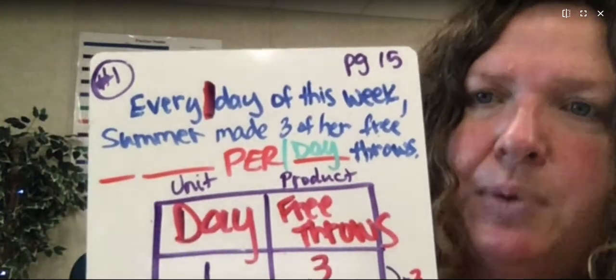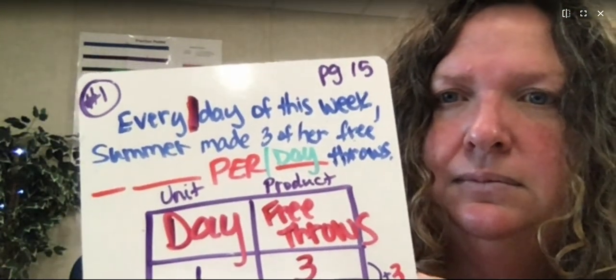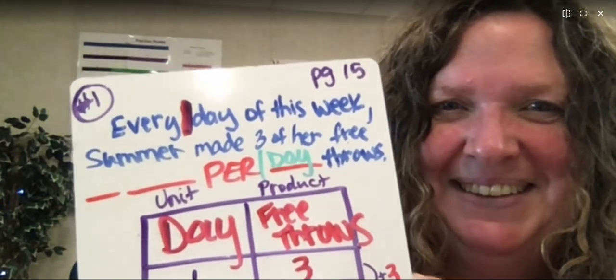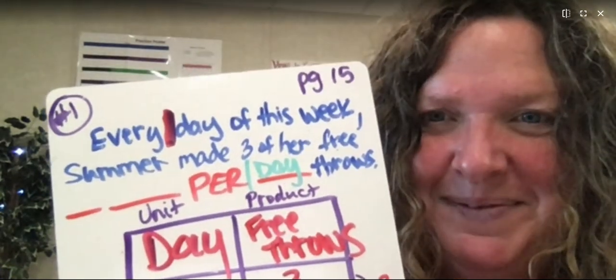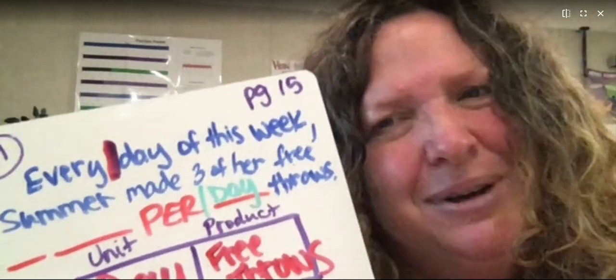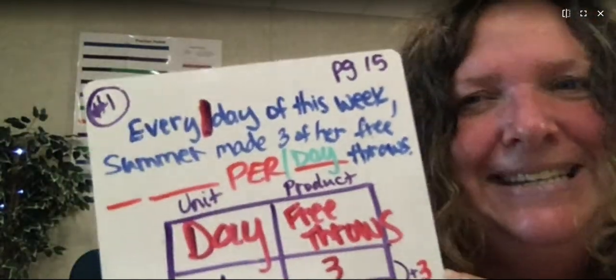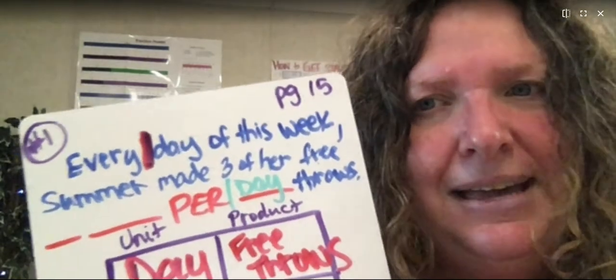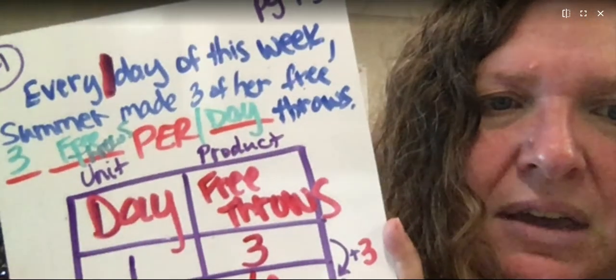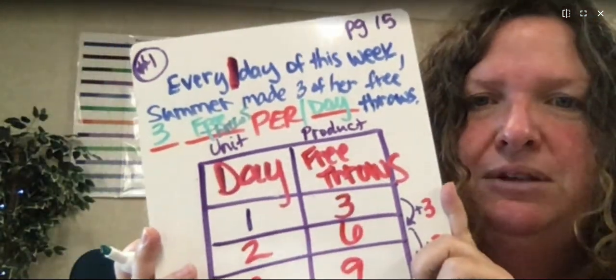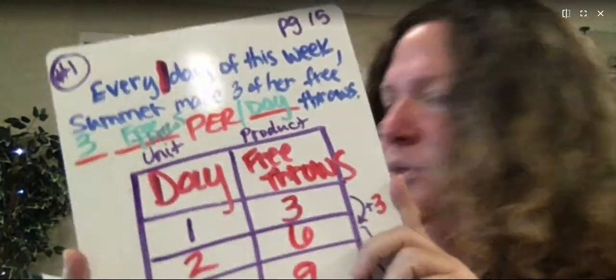Now, blank, blank, per 1 day. What is the blank, blank? 3 free throws. And you could say, well, free throws is 2 words, so that's tricky. It is, but I think they're talking about it's just one thing. So even if it's 2 words, it's still one thing. So she makes 3 and then free throws. And I had to kind of scrunch it in there, and it's okay if you kind of scrunch it in there too. 3 free throws. So that's what it wants us to do.